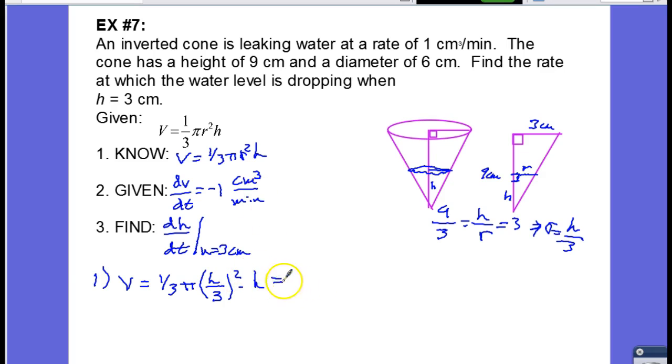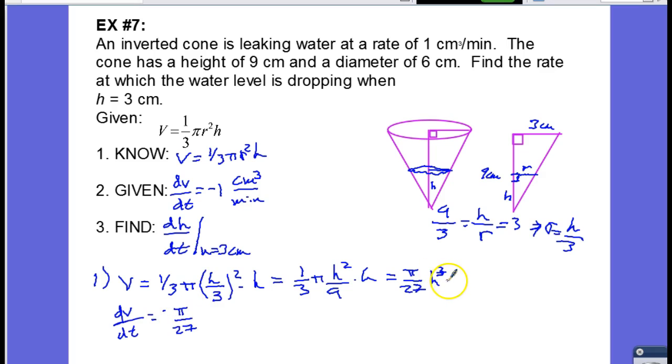All right, so let's see. So this gives us 1/3 pi h squared over 9 times h. And that's going to simplify to pi over 27 h cubed. h squared times h. So now I can differentiate. So dV/dt is equal to pi over 27, and differentiating h cubed, we have 3h squared by the power rule, so put the 3 out front, times h squared, and then by the chain rule we have dh/dt.